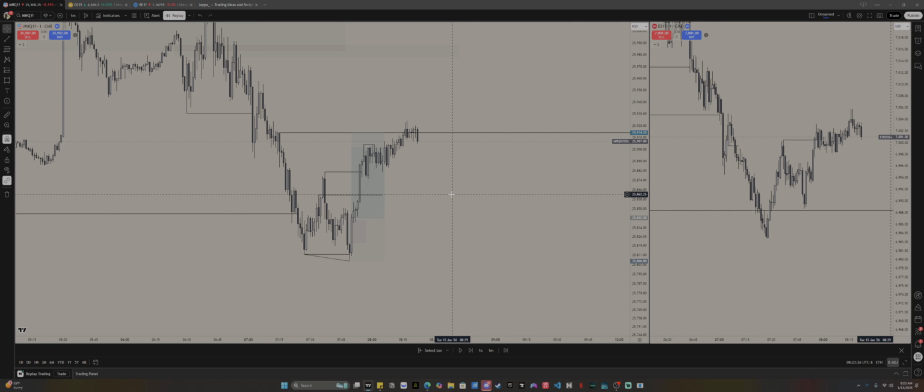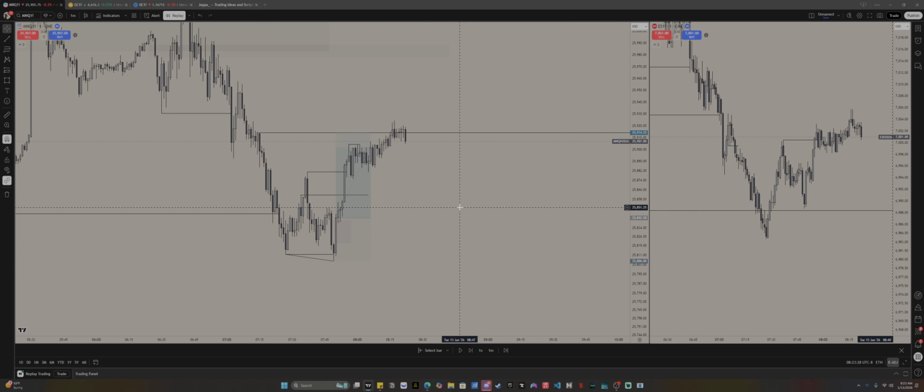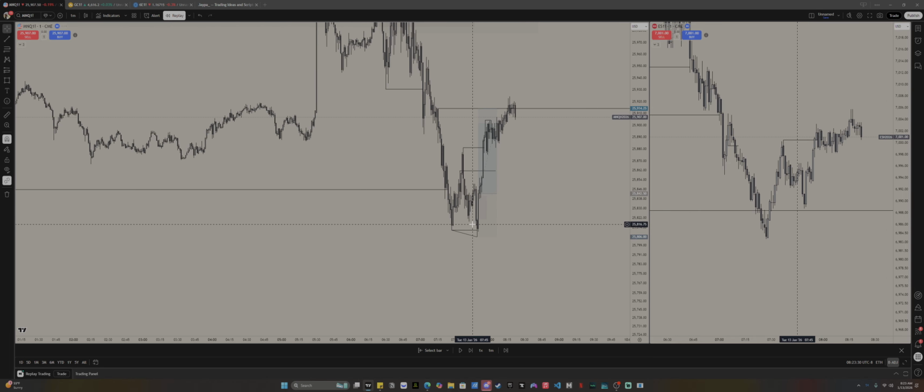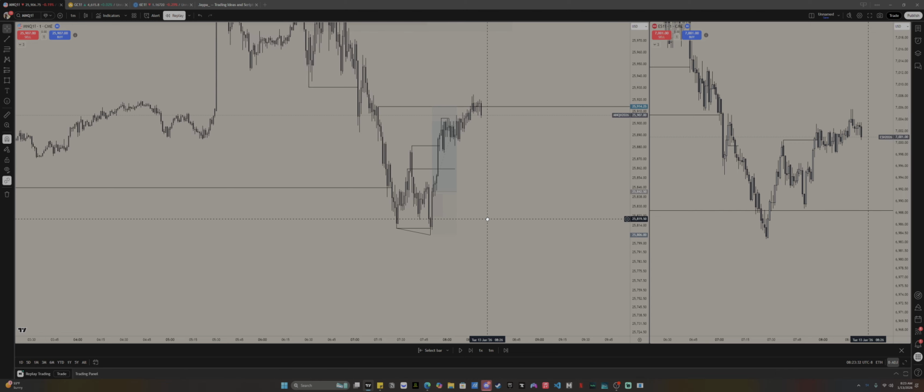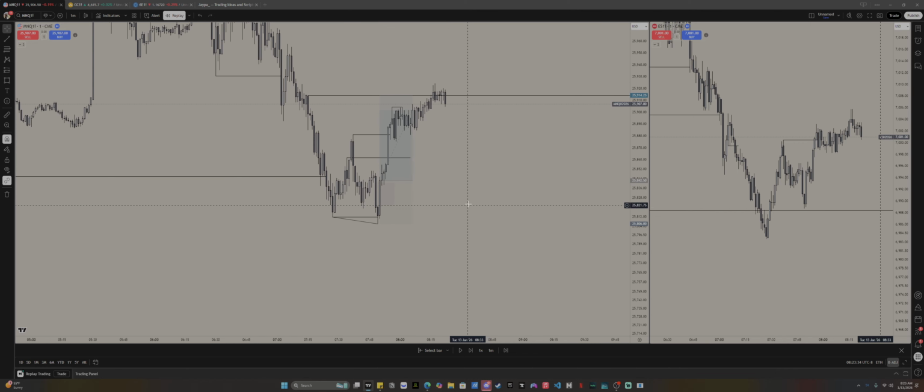So I ended up green on the day. It was kind of a weird day, but as long as you just wait and take your setups and don't force any trades, then you should be good. So yeah, all right, that was all I took for today.